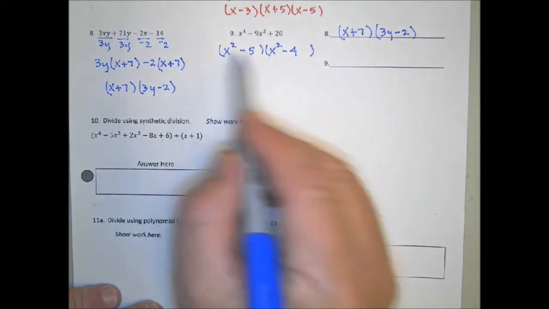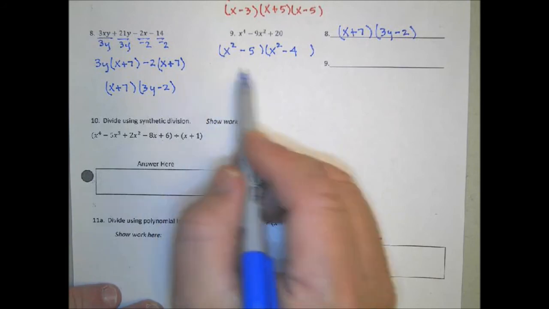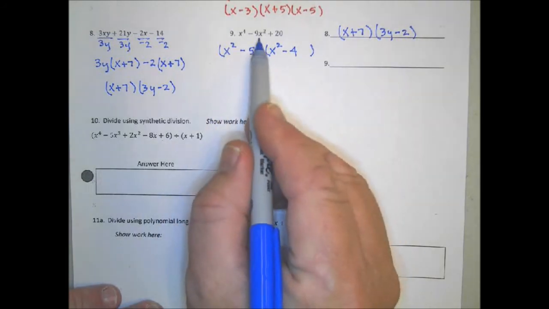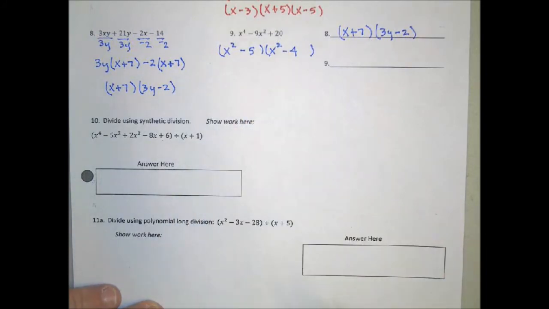X squared times x squared is x to the 4th. This would be -4x squared. This would be -5x squared. Combined like terms, there's your -9x squared. And then here's your positive 20. So if you FOIL it out, it really does work.